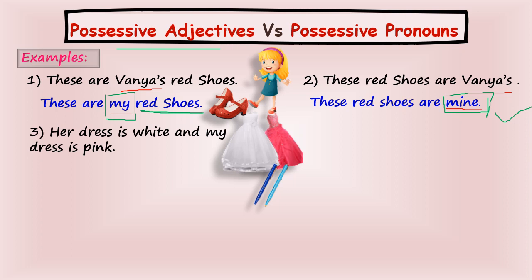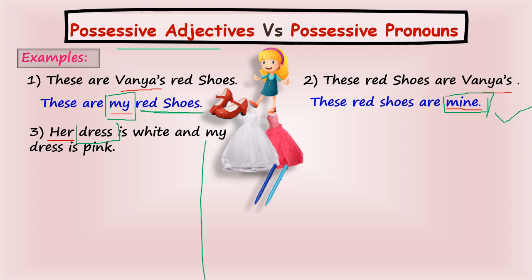Now, see here. Her dress is white and my dress is pink. Now, children, see. Her dress. First of all, we never use her as a possessive pronoun. We use hers. And here what is given? Her. And after her what is coming? Dress. So this her is describing dress. This her is describing what, children? Dress. So this is a possessive adjective. Is it clear, children?